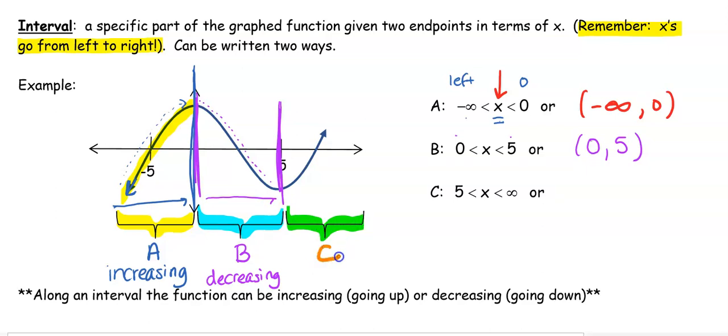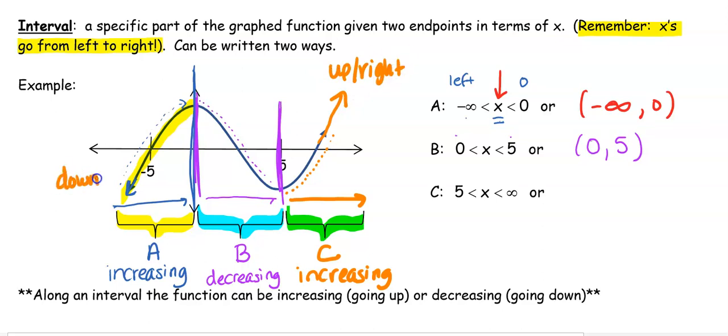we have C. And again, if we go from left to right, my line is going up, so this is going to be an increasing interval. From 5, and this arrow is forever going up and right. This is up and right. This is down and left. So this right here is saying from 5 to the right forever. Not because it's going up, but because it's from 5 to the right, my line is going up, it's increasing.